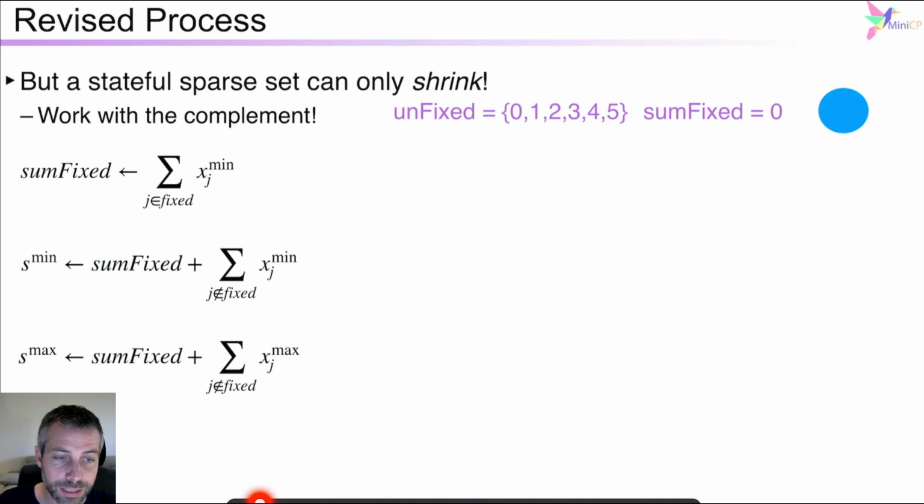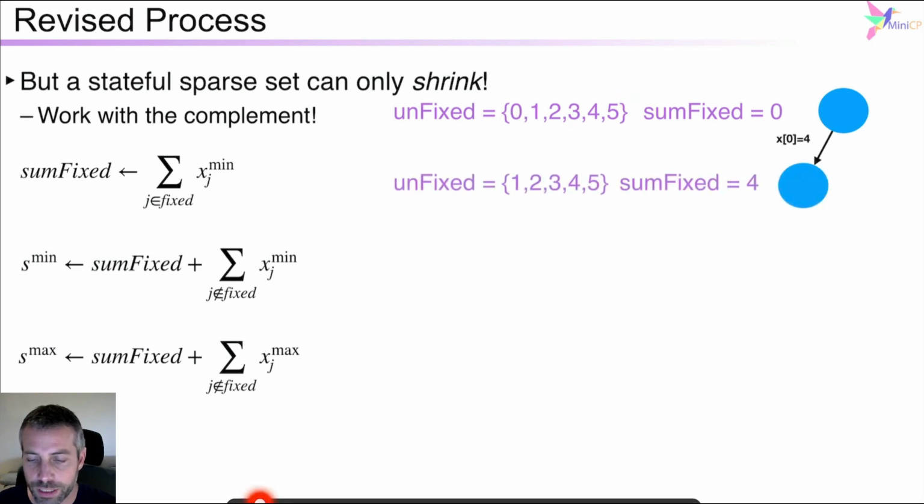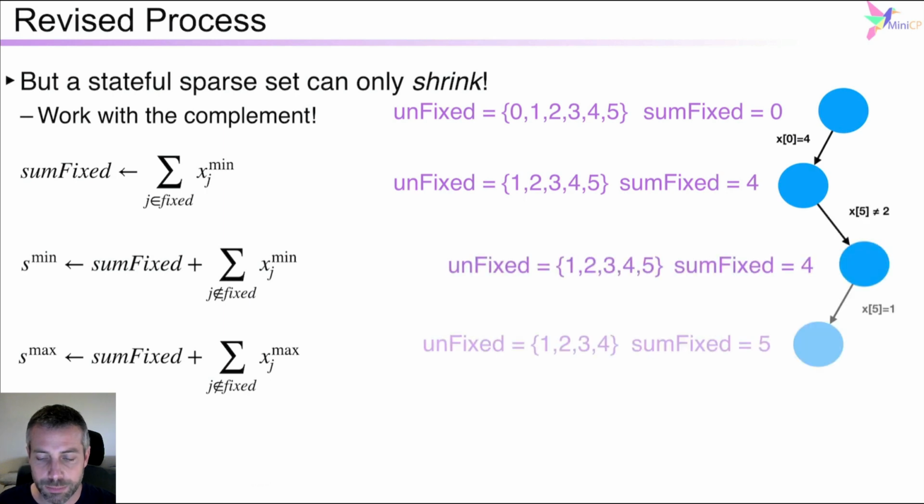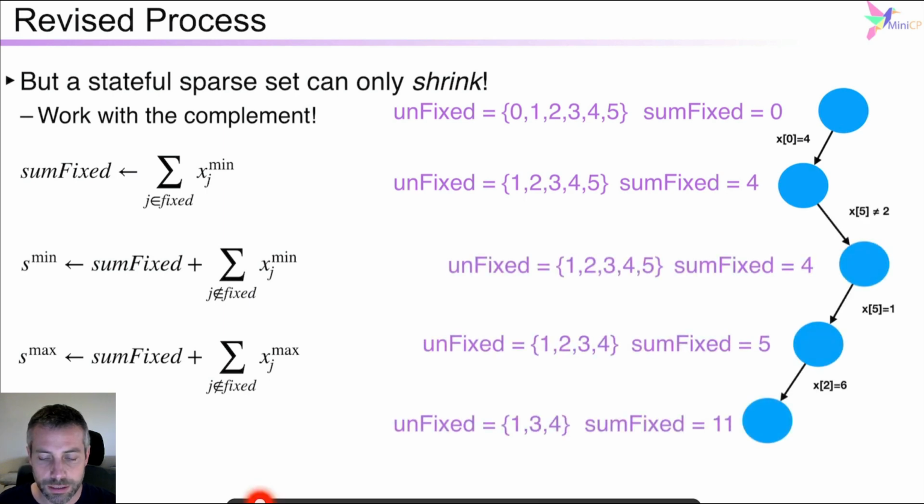Okay, but a sparse set would be nice to keep track of the set of unfixed variables, but it's only able to shrink. So instead of maintaining the fixed ones, I will keep the complement set, which will be the unfixed variables. So the unfixed variables contain all the variables at the beginning. Once you see that one of them becomes fixed, I simply remove the corresponding index. So x here, index 0 has been removed. Okay, but that's pretty similar. Okay, it's exactly the same as before.